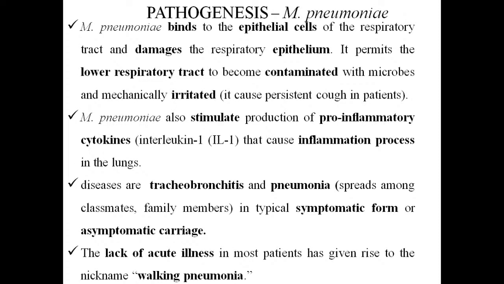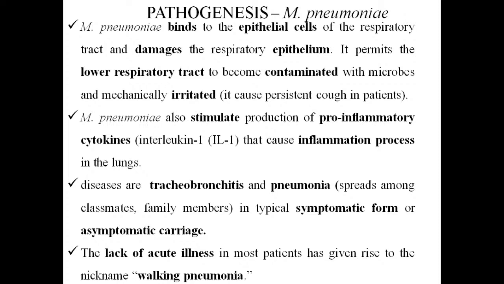The first one is about Mycoplasma pneumoniae. Mycoplasma pneumoniae binds to the epithelial cells of the respiratory tract and damages the respiratory epithelium. It permits the lower respiratory tract to become contaminated with microbes and mechanically irritated. So it causes persistent cough in the patient. Then Mycoplasma pneumoniae stimulates production of pro-inflammatory cytokines, for example interleukin-1, that cause inflammation process in the lungs.